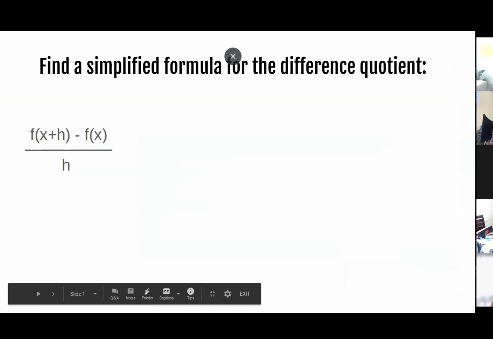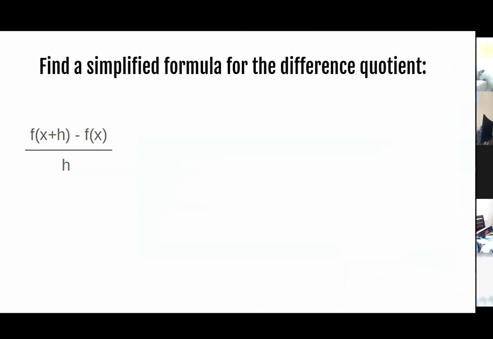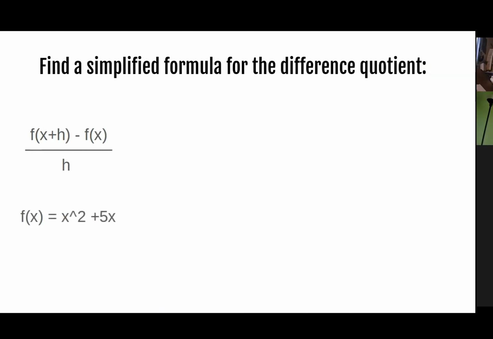Okay, my presentation is going to be how to find the simplified formula for the difference quotient. So when you get your problem, either on the test or in your homework, they'll give you this kind of formula, which is f of x plus h minus f of x over h. And then they'll give you another formula, which is just f of x. So for this example, it's x to the second power plus 5h.